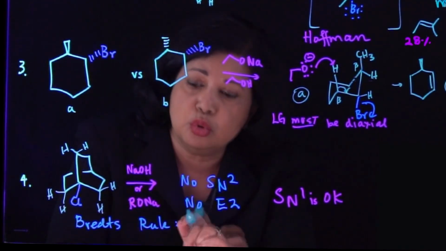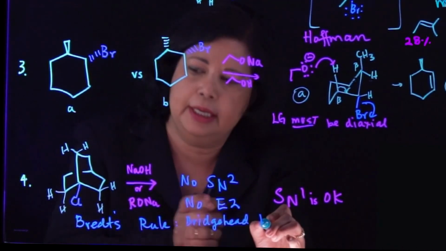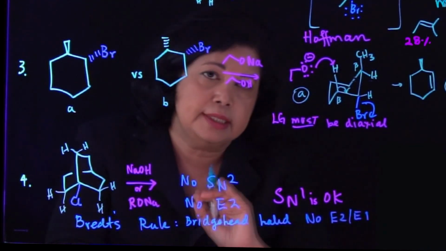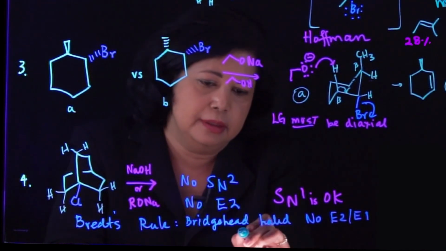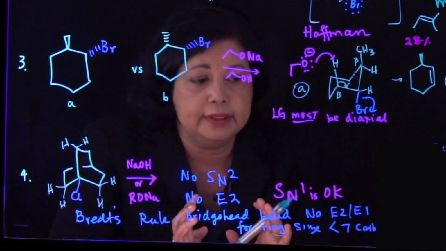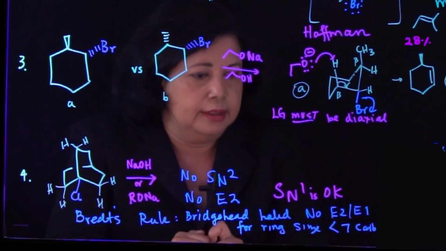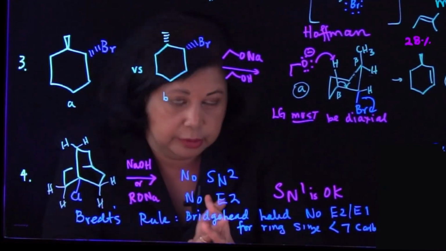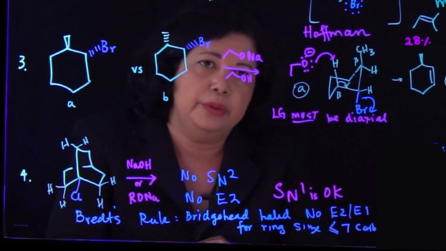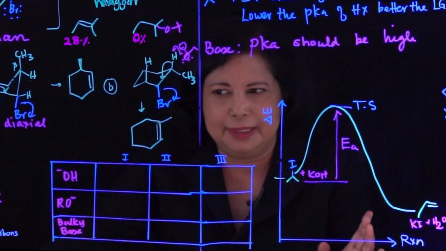So Bredt's rule states that if you have a bridgehead halide, like here, no E2 or E1 for ring size less than 7 carbons. If it's greater than 7, 8 carbons, in Taxol synthesis they had an 8 carbon ring with a bridgehead, and that was okay. But if it's less than 7 or 7, you cannot have a bridgehead pi bond. So let's look at all the possibilities here.